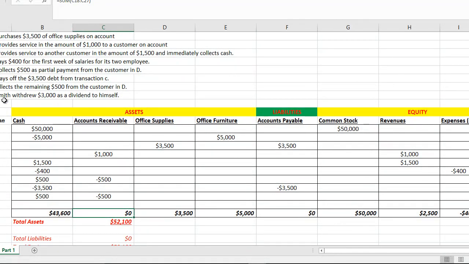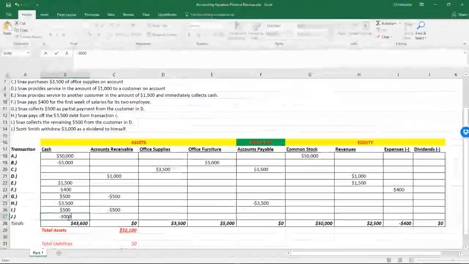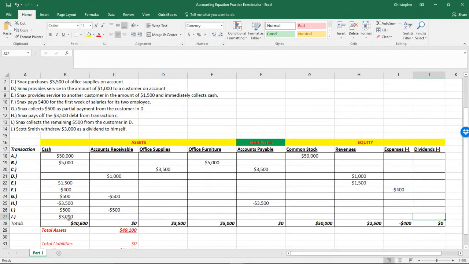And finally, we get to J. Scott Smith withdrew $3,000 as a dividend to himself. It is cash from the company. It's reducing the cash balance, so it's a negative $3,000 there. The dividends, however, just like the expense, it's going to be a negative $3,000 to reflect the fact that it's reducing overall equity.